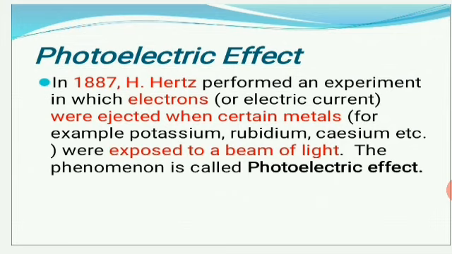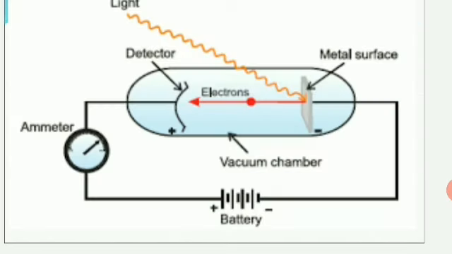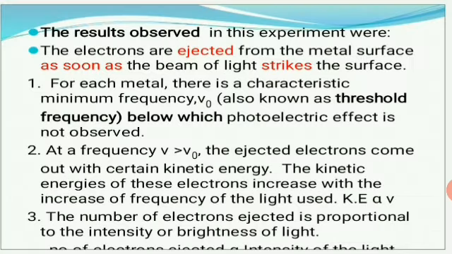Now here comes the photoelectric effect. The photoelectric effect was performed by H. Hertz in 1887. He observed that when light of a certain frequency strikes the surface of some metal, electrons are ejected from the metal. The phenomenon of ejection of electrons from the surface of a metal when light of suitable frequency strikes it is called the photoelectric effect. Here, light of suitable frequency is hitting the metal surface and an electron is ejected out, and this phenomenon is known as the photoelectric effect.